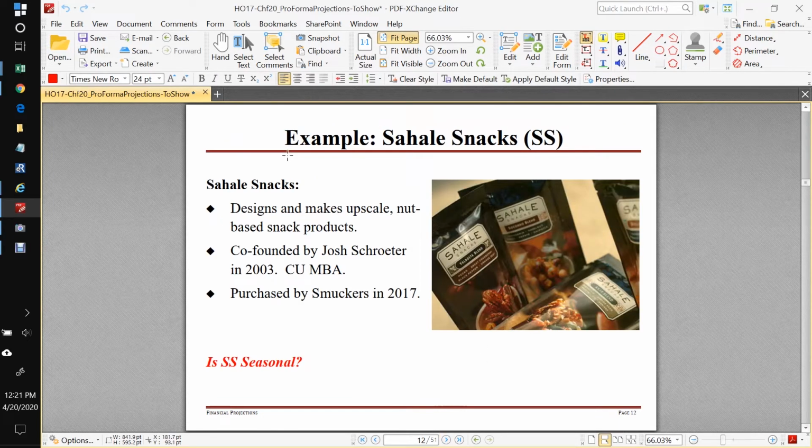So let's jump right into an example. This example is for Sahali snacks. Some of you may have encountered them. They're widely available at places like Whole Foods. They were available at Starbucks for a while until Starbucks came up with its own competing house brands. And Sahali designs and makes upscale nut-based snack products.